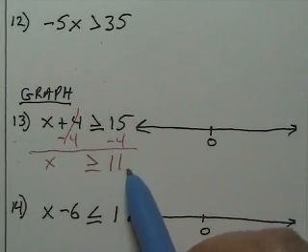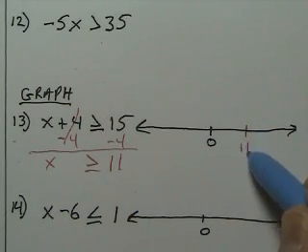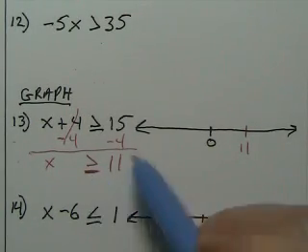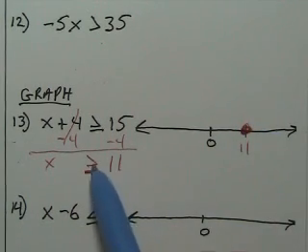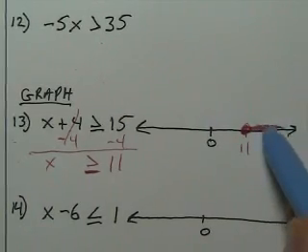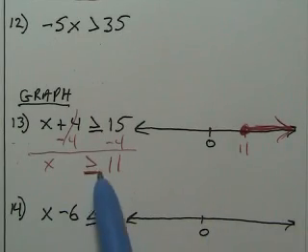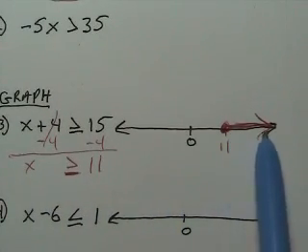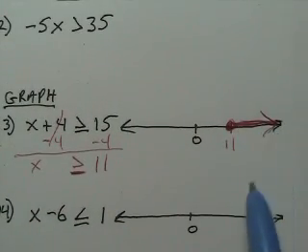So let's see, 11, that would be over here on this side of 0. And let's see, I have a bar, so it's equal. That means it's going to be a closed circle. And you shade the direction of the arrow. It's going to the right, so I shade to the right. This is all the answers. All the answers are numbers greater than 11. And all these numbers here are greater than 11. These are all the solutions.